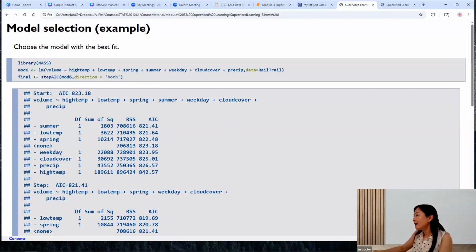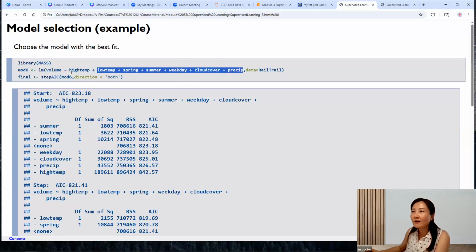Right? So in our lecture, we will just use one function, which is built in this package, MASS. This package is available to all users of RStudio. However, you have to load it before you use the function in it. So we first create a full model. We call it mod6. It's a full model in the sense that it includes all of the variables in the data set, except for those redundant variables. Notice that I removed fall and the other dummy variable for weekday. So I included everything else.